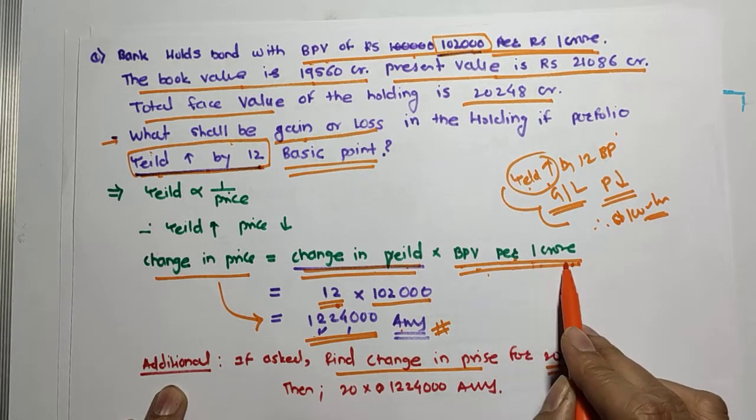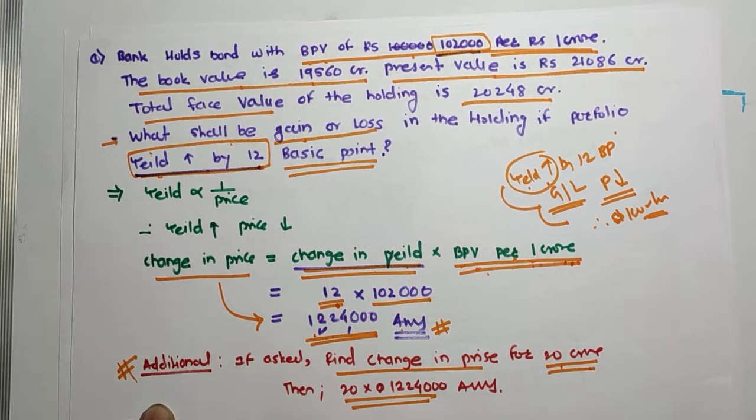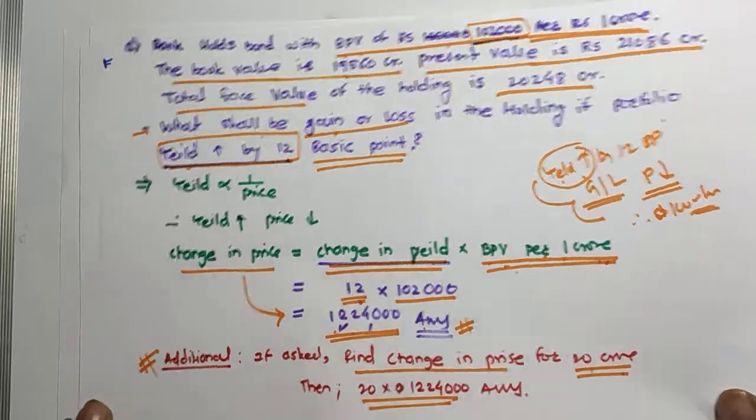We have already calculated for 1 crore. So for 20 crore, just multiply by 20. You will get the answer for that also. So this type of numerical they can ask. Okay. Now what is the next?